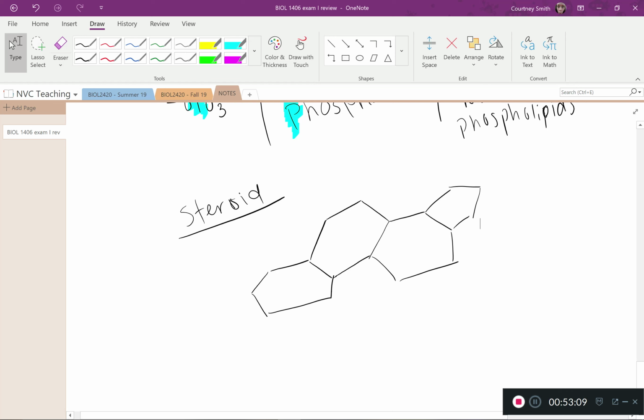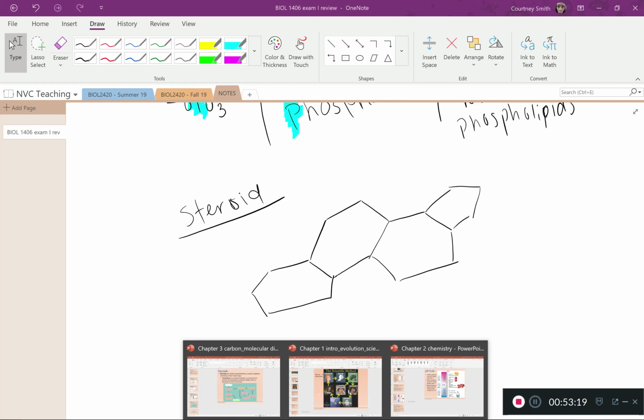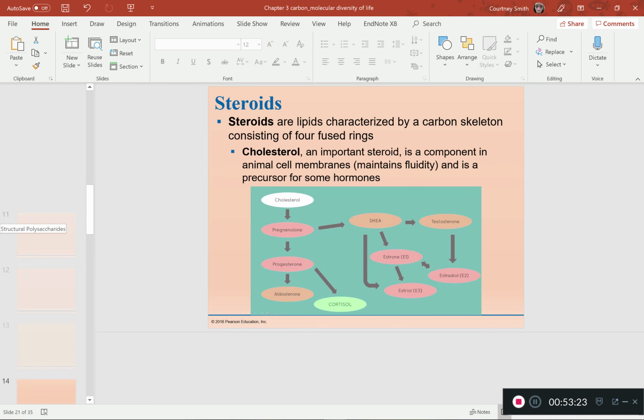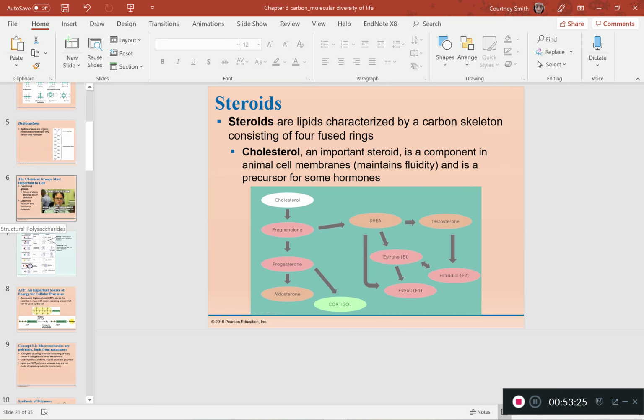Okie dokie. So now we're going to go into our macromolecules more specifically. So let me go back to our PowerPoint. So we're going to start off with carbs.